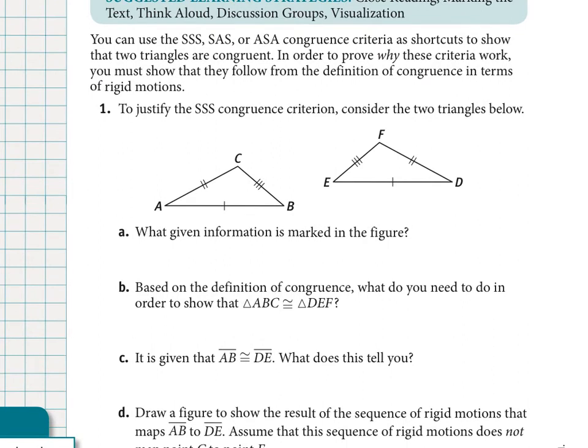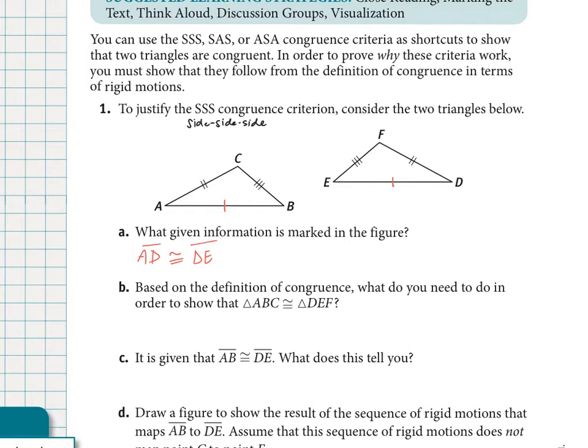So number one says to justify the SSS, which remember what that means, right? That's side, side, side congruence criterion. Consider the two triangles below. A says what given information is marked in the figure. Well, we can easily see that AB is going to be congruent to DE. So we're going to go ahead and write that down. So AB is congruent to DE.